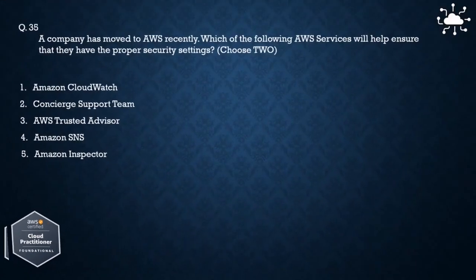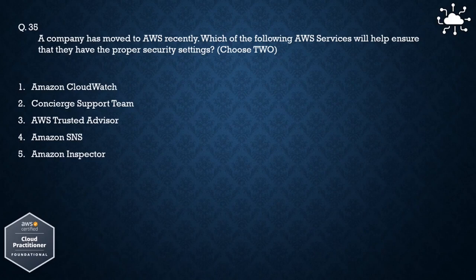Question 35. A company has moved to AWS recently. Which of the following AWS services will help ensure that they have the proper security settings? Choose 2. 1. Amazon CloudWatch. 2. Concierge Support Team. 3. AWS Trusted Advisor. 4. Amazon SNS. 5. Amazon Inspector. The correct answers are AWS Trusted Advisor and Amazon Inspector.